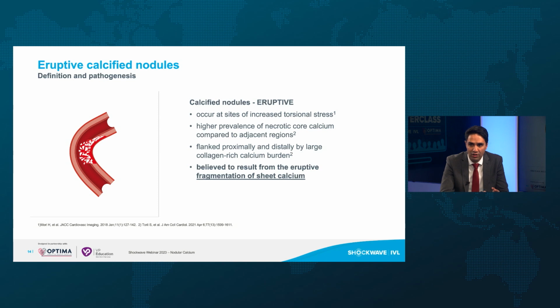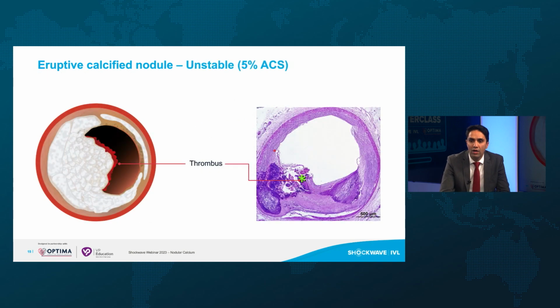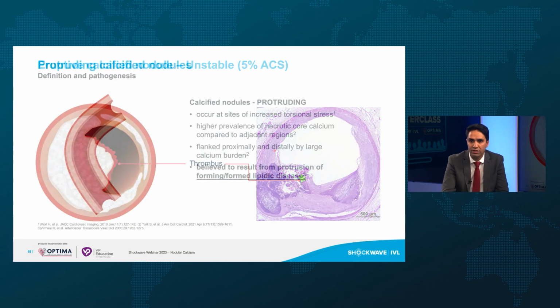So, eruptive calcified nodules occur at sites of increased torsional stress. They have a high prevalence of necrotic core calcium. They're flanked by these large areas of calcium proximal and distally, but they are believed to result from the eruptive fragmentation of sheet calcium. We know that these eruptions lead to ACS, specifically eruptive calcified nodules, and that's because as the sheet protrudes into the lumen, these calcified crystals are highly thrombogenic, and platelet reactivity on top of these nodules can lead to thrombus and acute coronary syndromes.